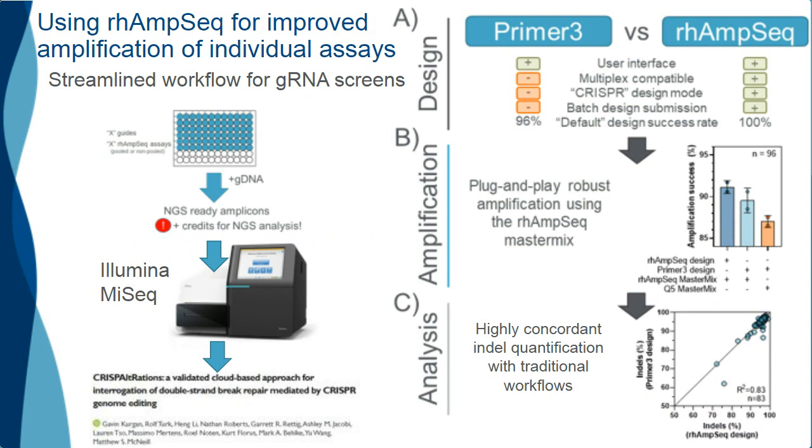Finally, we can take the NGS-ready amplicon library and sequence it with an Illumina MiSeq and analyze using our rhAmpSeq CRISPR analysis tool utilizing the CRISPR alteration software. This is part of work that we currently have available on bioRxiv if you want more information. However, we can see that indels quantified by both Primer3-designed and rhAmpSeq-designed libraries are highly concordant, demonstrating that rhAmpSeq can be used as a plug-and-play method for generating NGS libraries while gaining credits to do NGS analysis.